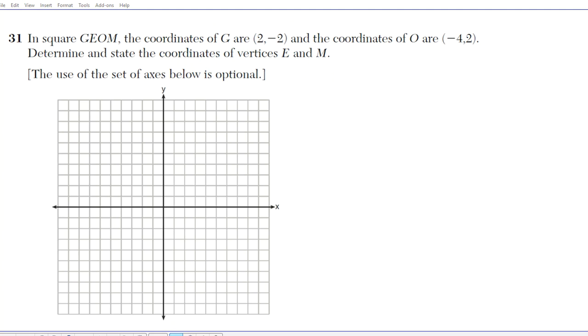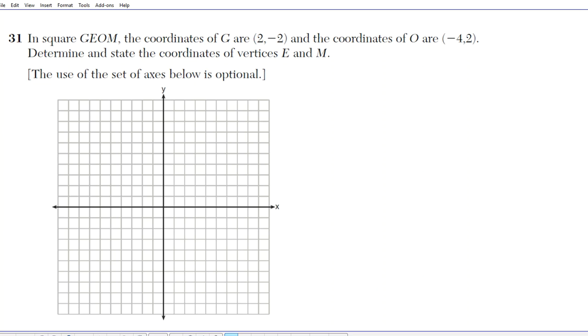Alright, let's take a look at question 31. It reads, in square GEOM, like geometry, in square GEOM, the coordinates of G are (2, -2), and the coordinates of O are (-4, 2). Determine and state the coordinates of vertices E and M. Now we're going to use this grid right here to help us to solve this problem.